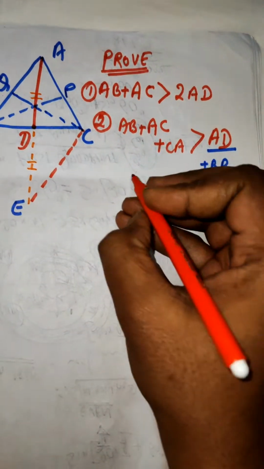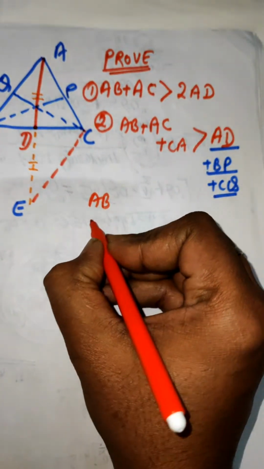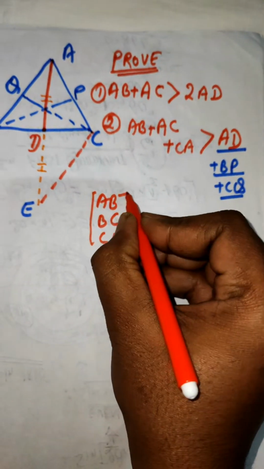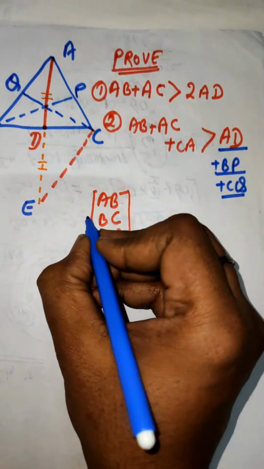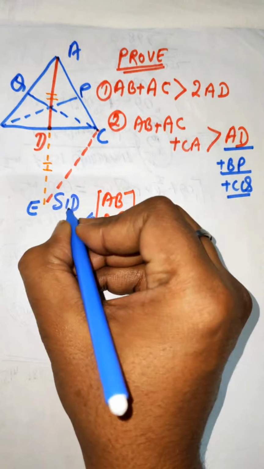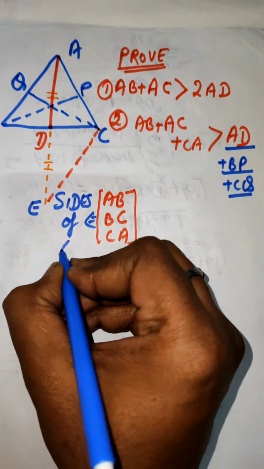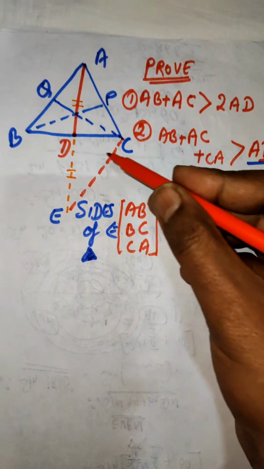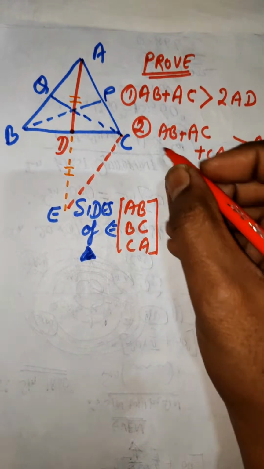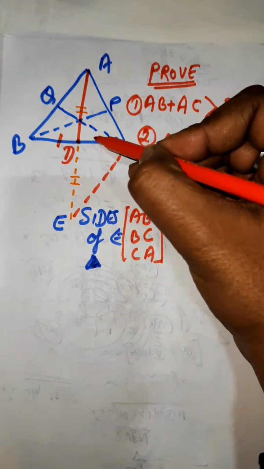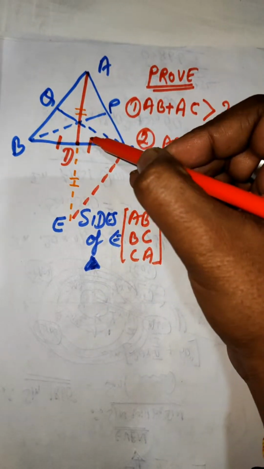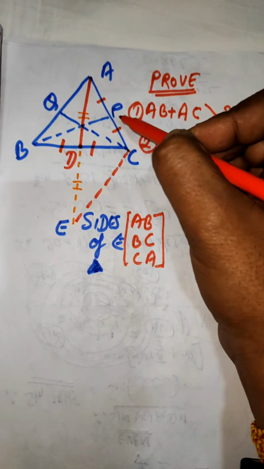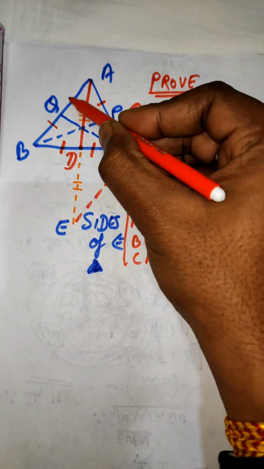Just mark AD, BP, CQ as medians. So I am writing: AB, BC, CA are the sides of the triangle, right? And AD is the median of ABC. Similarly, BP is the median of triangle ABC, and CQ is also the median of triangle ABC.